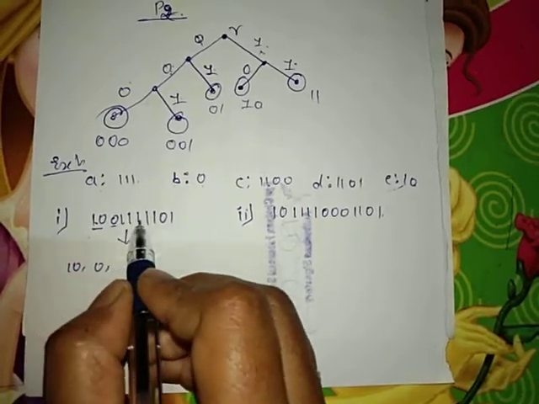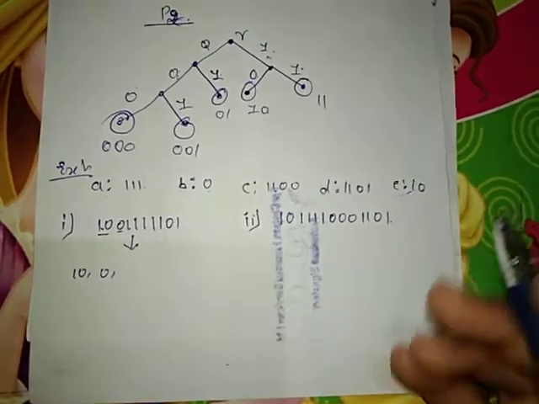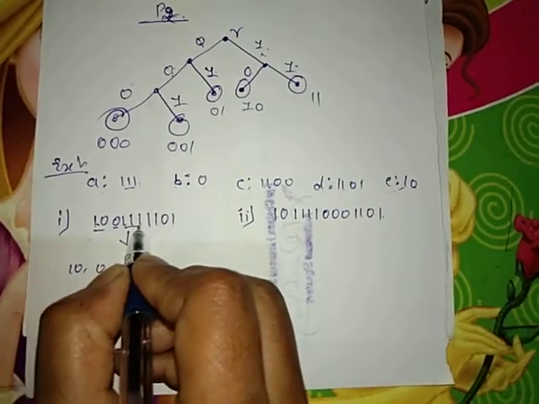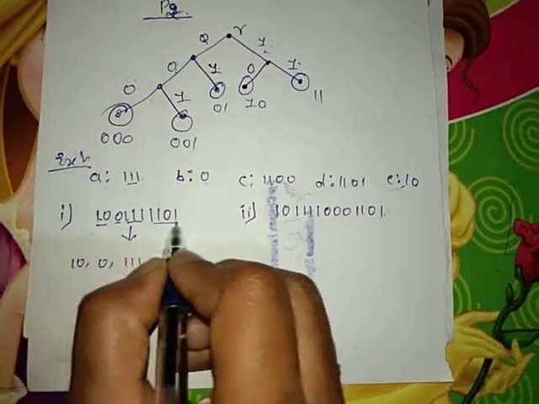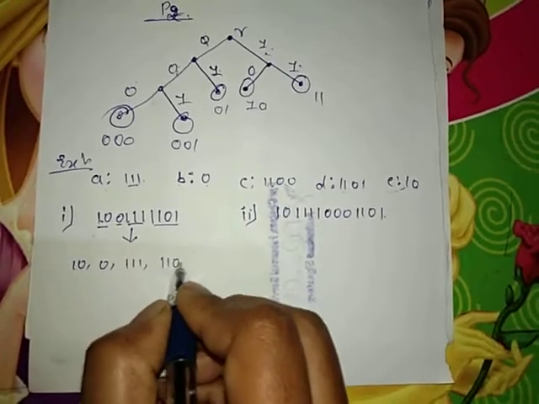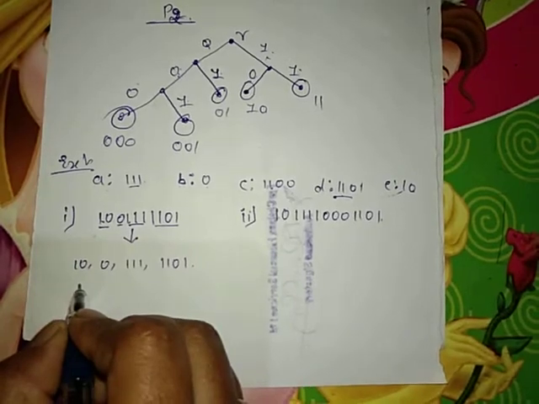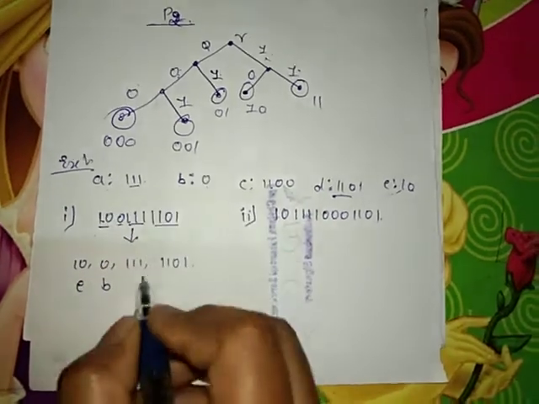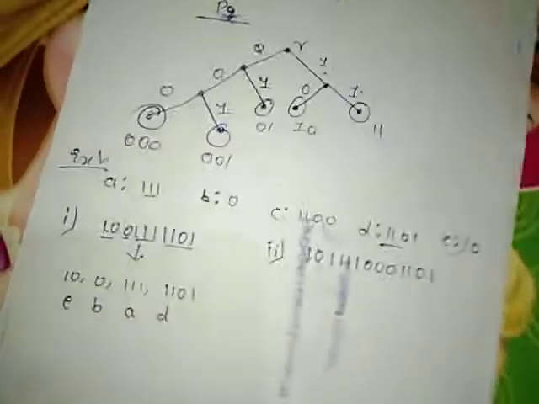Next there is a 1, 2, 3, 4, 5 times 1. There is no word which has 5 times 1 or 4 times 1. But there is a 3 times 1. So we can split it as a 3 times 1. Now the last is 1101. We can take it combinedly because we have it for the D. So 10 means E, 0 means B, 111 means A, 1101 means D. We can decode it as E, B, A, D.